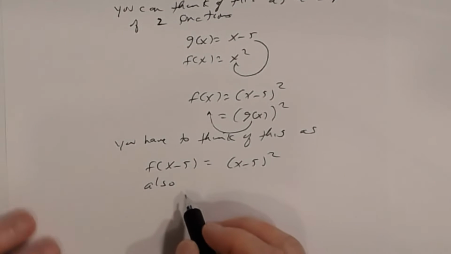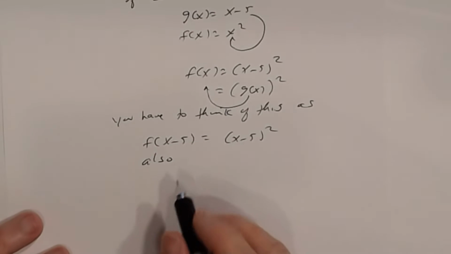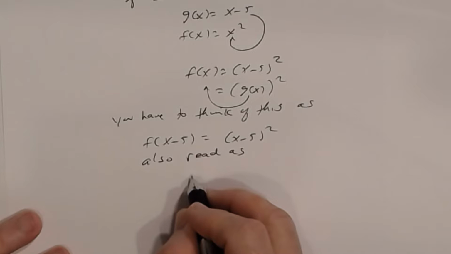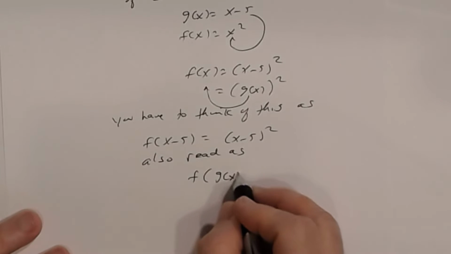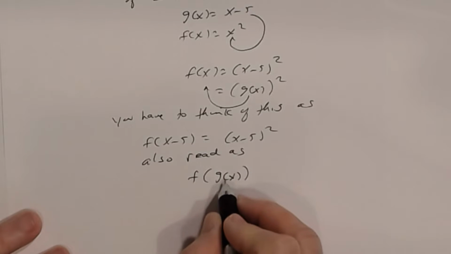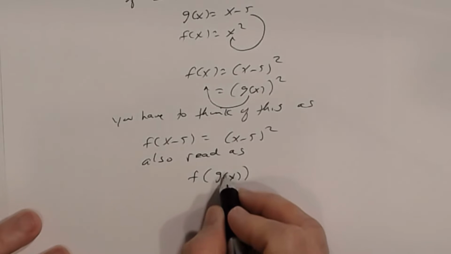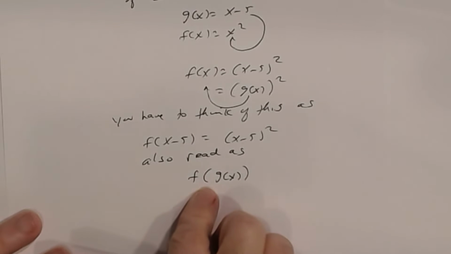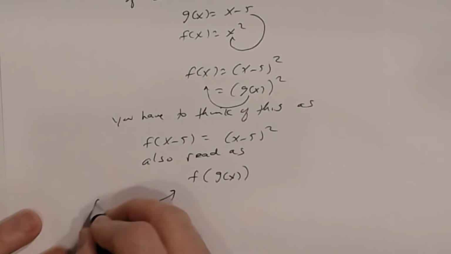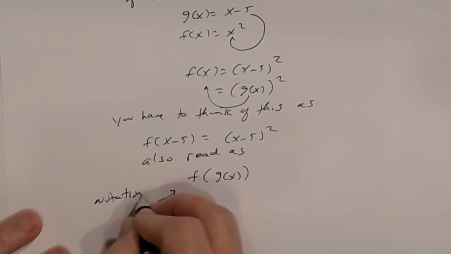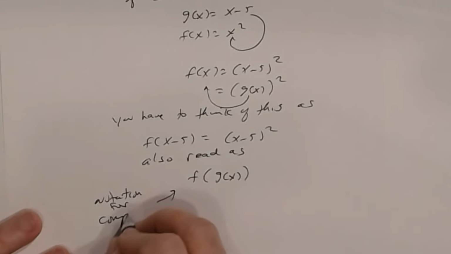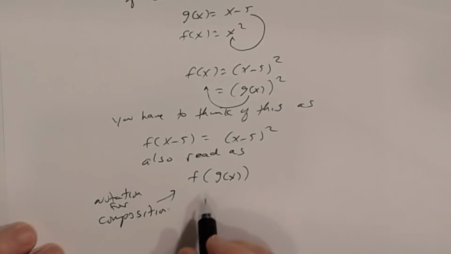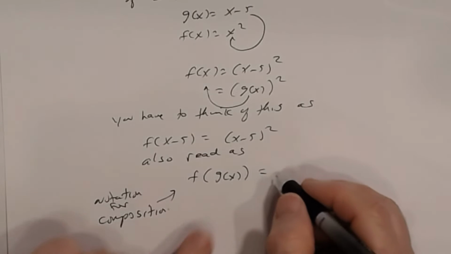So here's your new notation. So listen to this notation. It can also be read as f of g of x. So that's a notation where you're taking one function, g of x, and putting it inside of f. So this notation right here is a composition. So that's the notation for composition, where you take one function and put it inside of another. It could also be written like this.